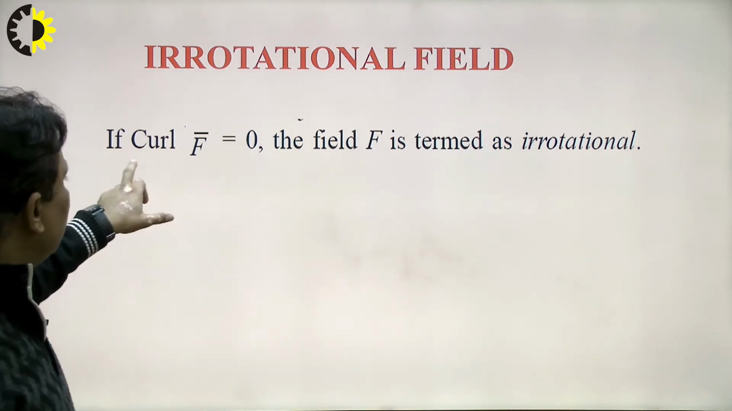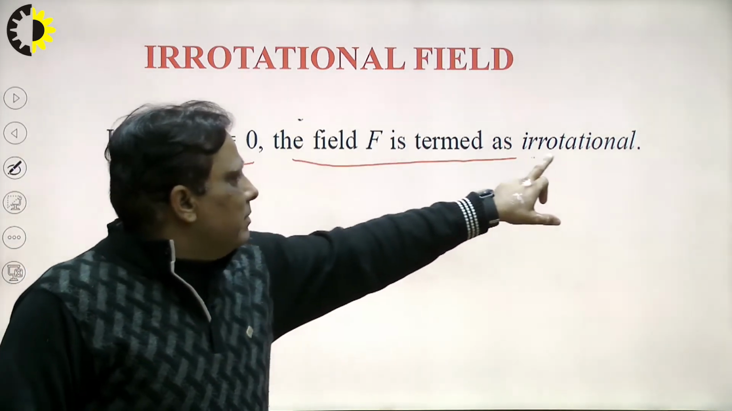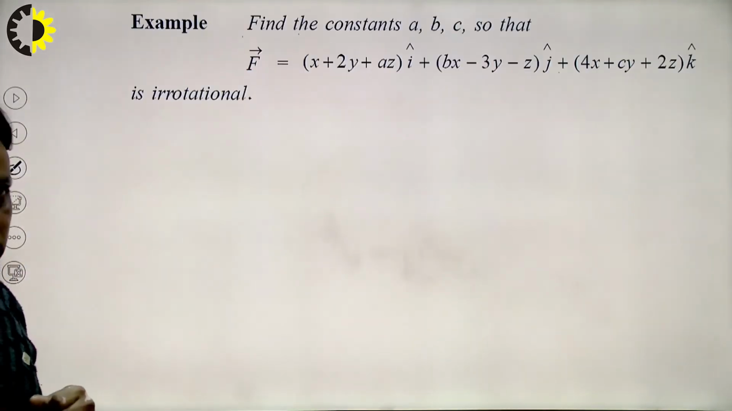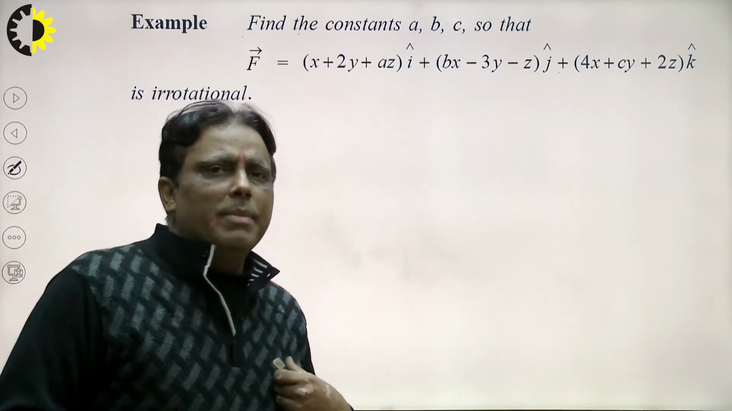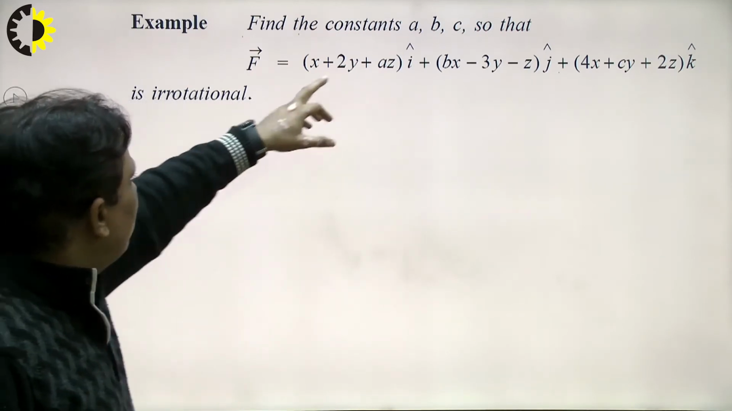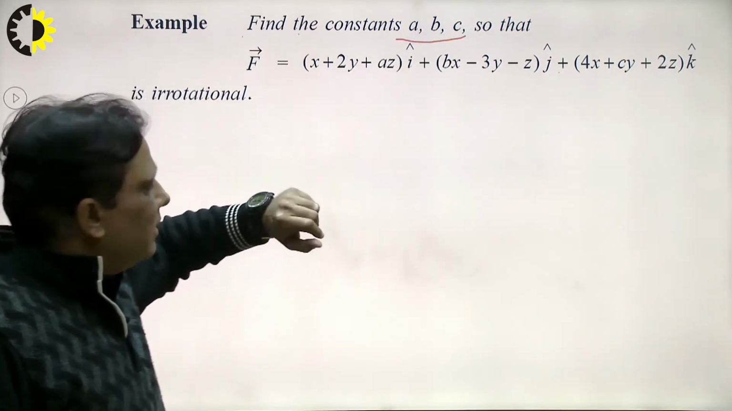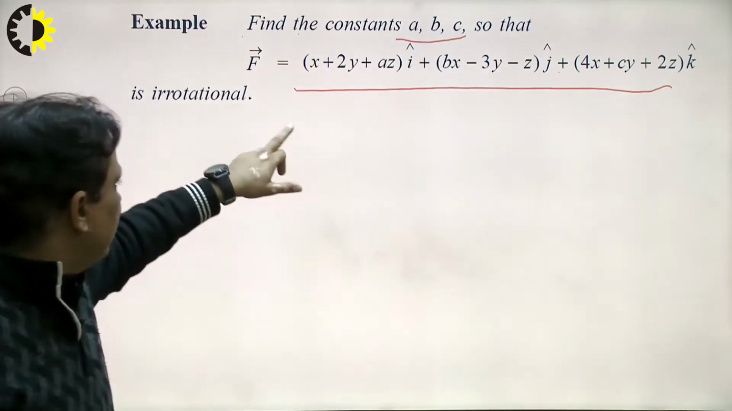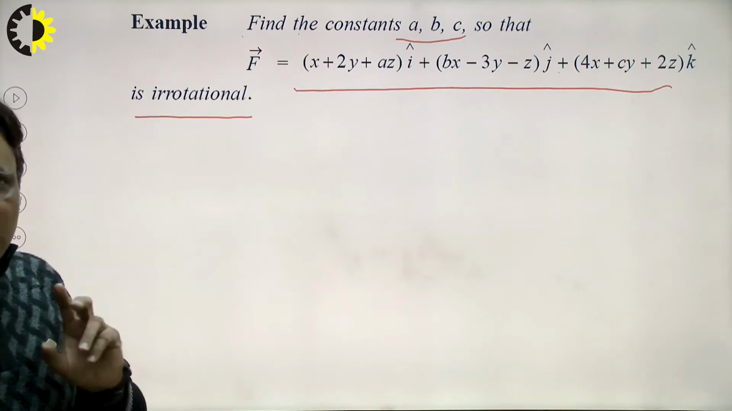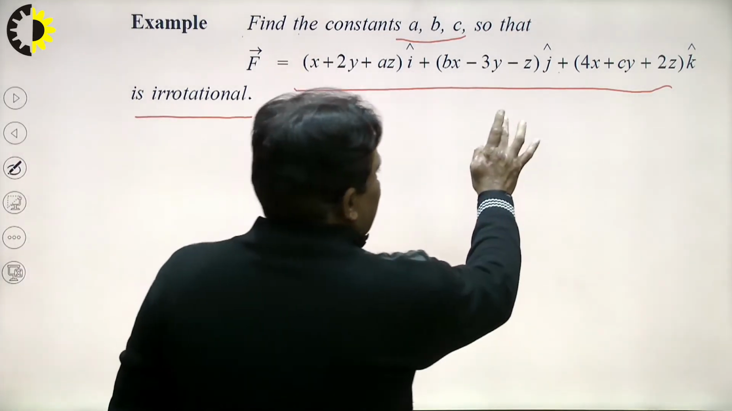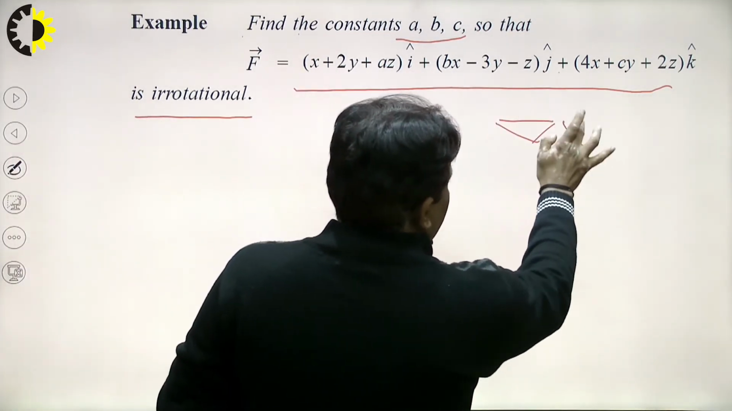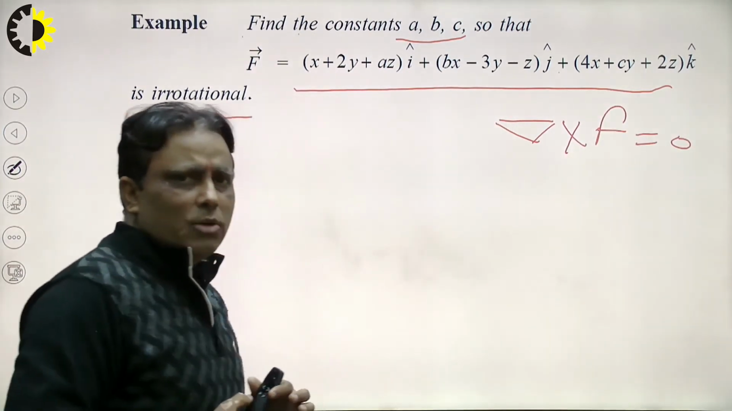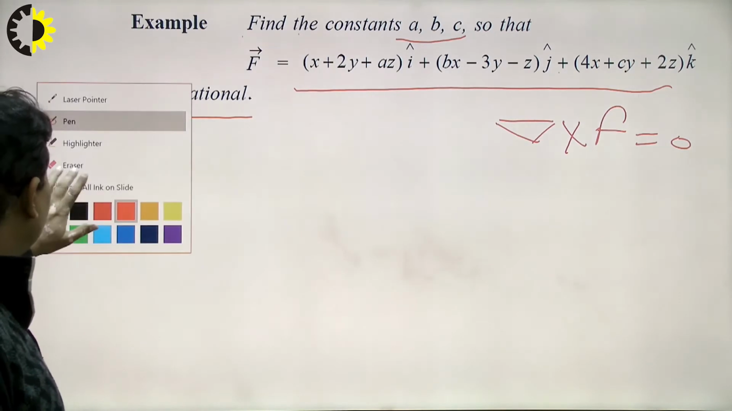If curl f is equal to 0, then the field is termed as irrotational. That means there is no rotation. We consider a problem here. Find the values of a, b, c, right? If f is given by this, and this is irrotational, that means curl f is equal to 0. That means del cross f is equal to 0, right? So we calculate here term by term and explain briefly.